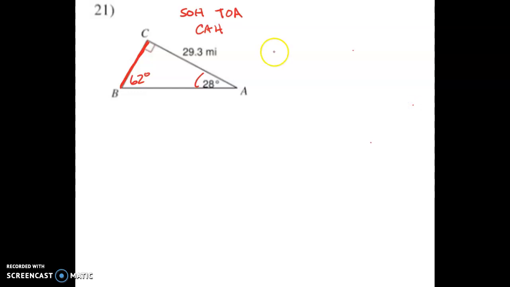So I've got the side that's adjacent to that 28, and I'm trying to find the side that's opposite. Adjacent and opposite. Tangent is the function that relates the opposite to the adjacent, or gives me the side ratio of the opposite to the adjacent. So tangent of the 28-degree angle is equal to the opposite, which is my BC, that's my missing side, over 29.3.